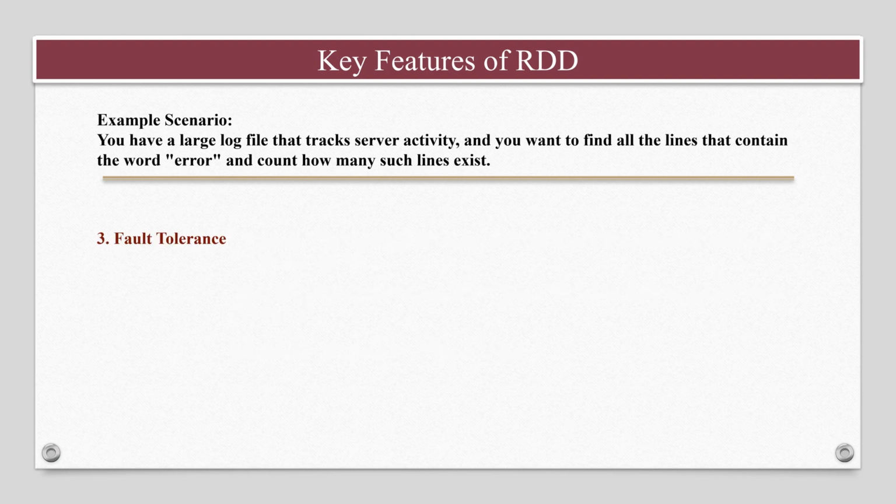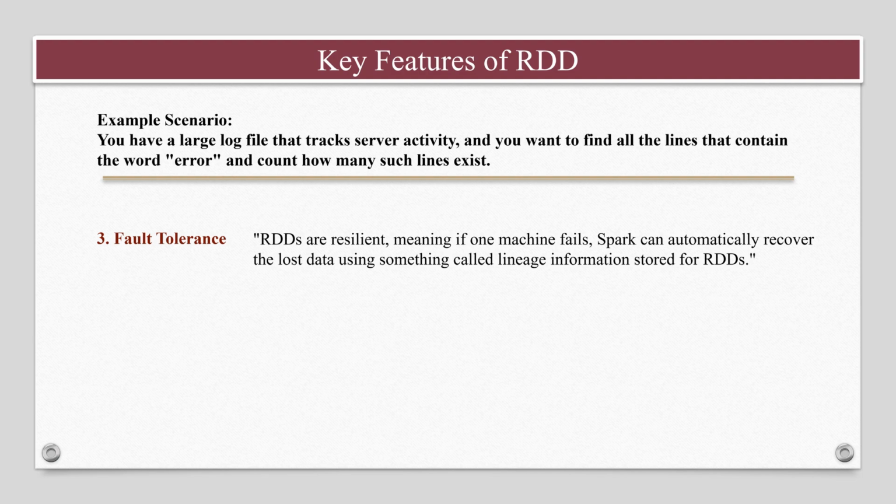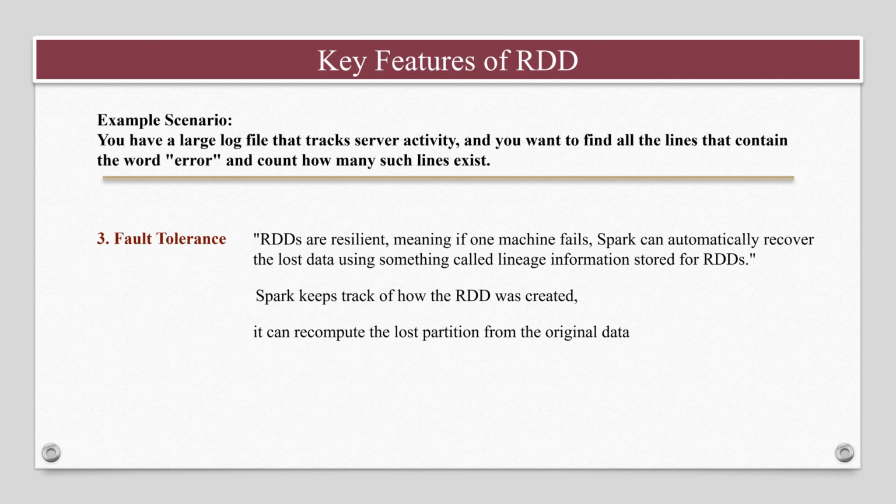Third feature is fault tolerance. RDDs are resilient, meaning if one machine fails, Spark can automatically recover the lost data using something called lineage information stored for RDDs. It's like retracing your steps when you lose something. Spark knows how to reconstruct the data. Example, while processing, if one of the nodes fails, since Spark keeps track of how the RDD was created, it can recompute the lost partition from the original data, ensuring the task completes successfully. Even if a node fails, Spark will automatically retrieve and compute the lost data without affecting the final result.